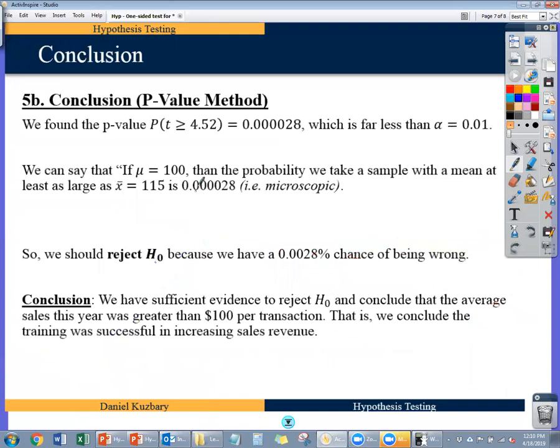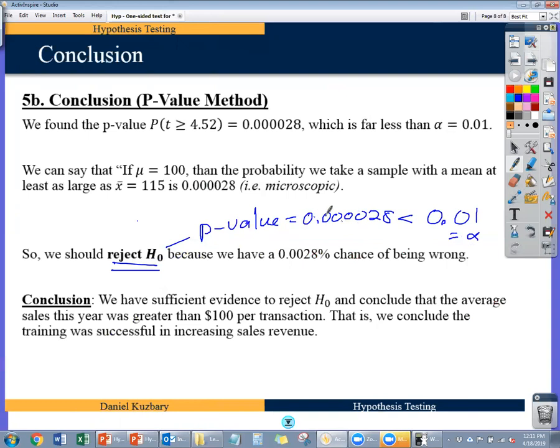So we can draw the same conclusion that we can with the critical region method. The p-value is the TCDF, which is 0.000028, which is far less than alpha equal to 0.01. So if mu is 100, meaning the training didn't work, the probability we take a sample with a mean at least as large as 115 is this number, which is microscopic. So we're going to reject H naught because, this is one way of saying it, if we reject H naught, we only have a tiny chance of being wrong. In other words, we're not wrong. We reject H naught because our p-value is 0.000028, which is less than 0.01, which is alpha. So the p-value is less than alpha, so we reject H naught.